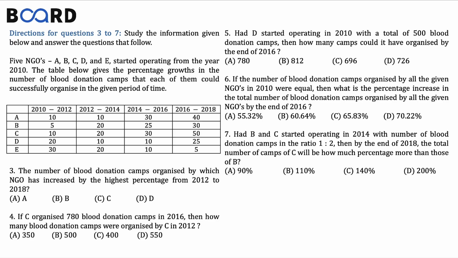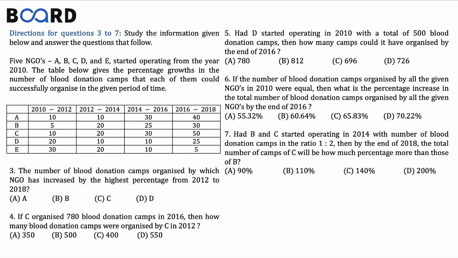So we can say like this: A has got a 10% growth from 2010 to 2012. From 12 to 14, A has got a percentage growth of 10. From 14 to 16, 2014 to 2016, A has got a percentage increase of 30%. And from 2016 to 2018, the percentage growth has been 40. So that's how we can read the entire table. Except this, we don't have any other information that we can gather from the table. We directly have to move to the questions.